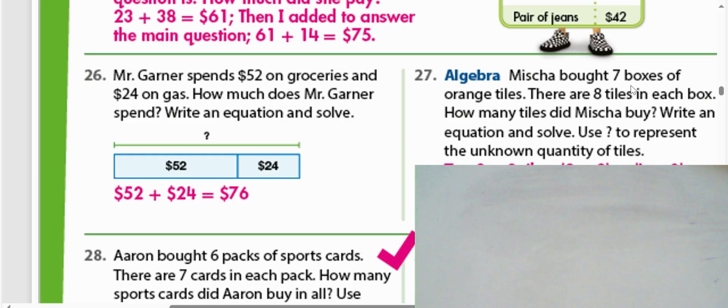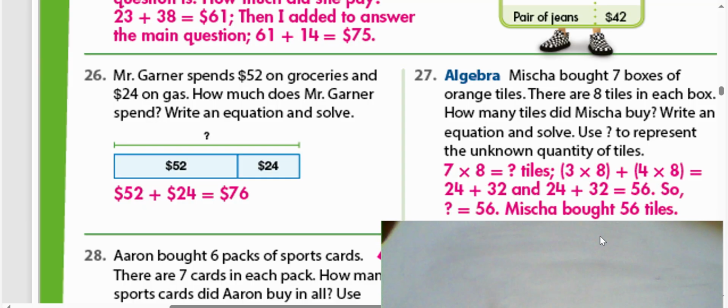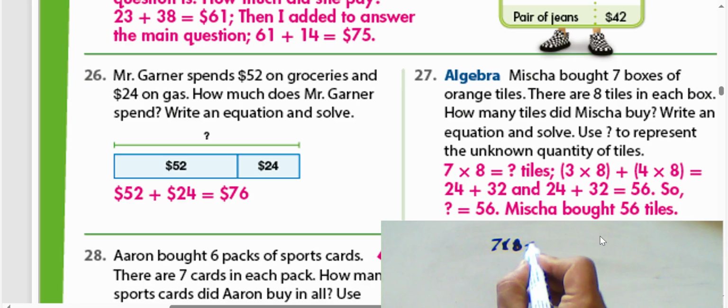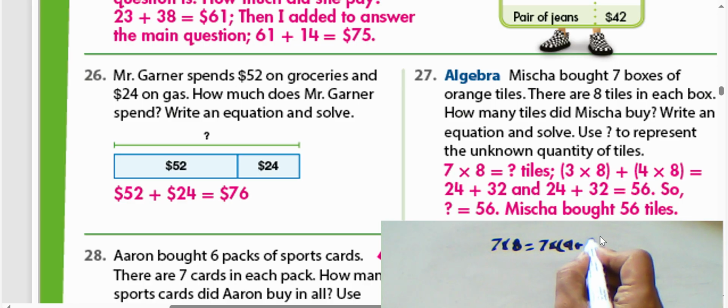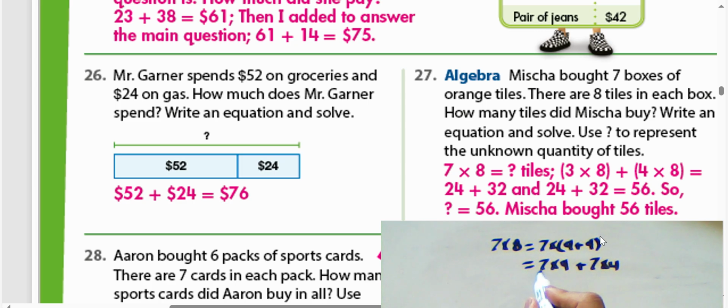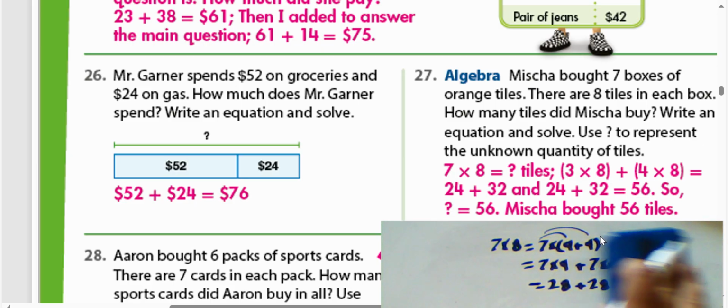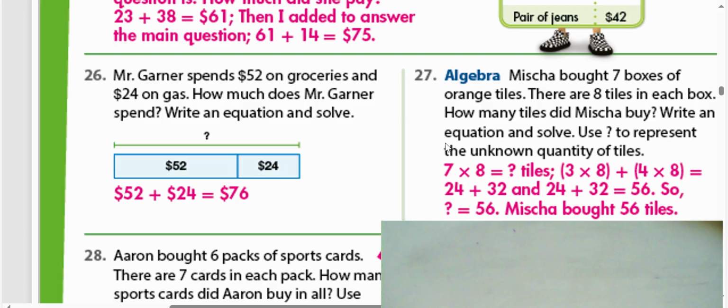We can find the product of two numbers, 8 and 7. Write an equation and solve using properties. We can write 7 times 8 equals 56 by using the distributive property. The result will be 56. Like here, 7 times 8, we can write 7 times (4 plus 4), and then write 7 times 4 plus 7 times 4 using the distributive property. 4 times 7 equals 28 and 4 times 7 is 28. The result will be 56. Then Misha bought 56 tiles.